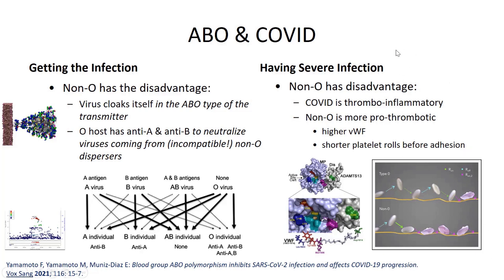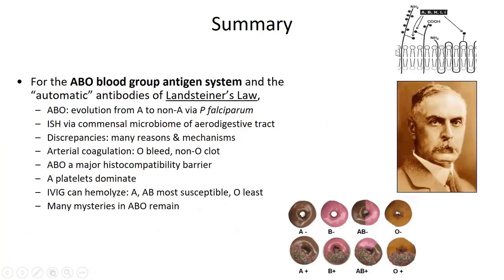And so this is integrating what we've learned about ABO and coagulation. And so we will end there because we have covered ABO evolution from A to non-A via P. falciparum as the selection force. Our isohemagglutinins are provoked by our commensal microbiome in the aerodigestive tract. The A and B substances that we lack are the ones that we develop this isoagglutinin repertoire towards. There are many ways to have ABO typing discrepancies and mechanisms, and it's important to be able to deduce what some of those might be if you're faced with a discrepant blood type.